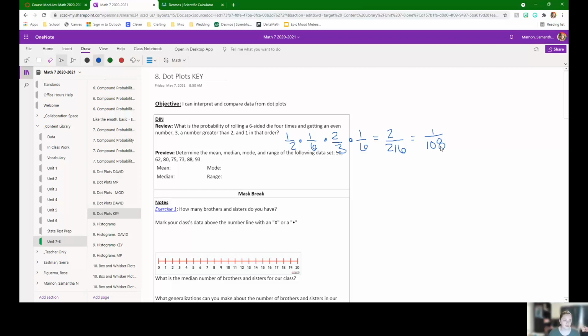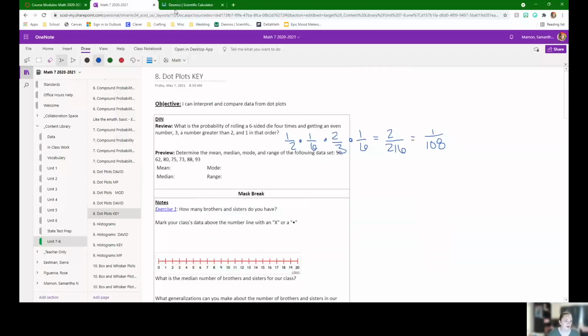Our preview question is just going to be a quick refresher on mean, median, mode, and range, because we need that sometimes with our dot plots and our other statistical plots. So find the mean, median, mode, and range of the following data sets. So 50, 62, 80, 75, 73, 88, 93. So pause the video and try it on your own.